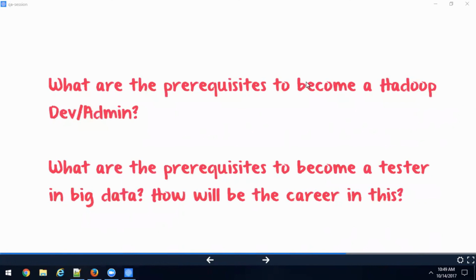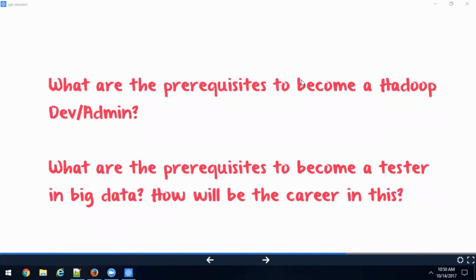Okay. All right. I think we have answered a lot of questions here, so that is good. I also saw a question about cluster access. I'm going to answer that in a bit. But we got 2 more questions from our Facebook post. The questions are, what are the prerequisites to become a Hadoop dev/admin? And a similar question, what are the prerequisites to become a tester in big data?